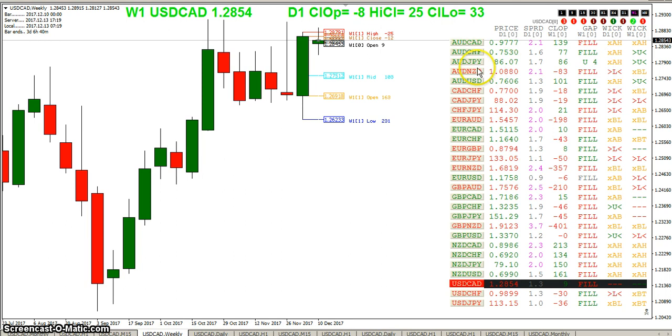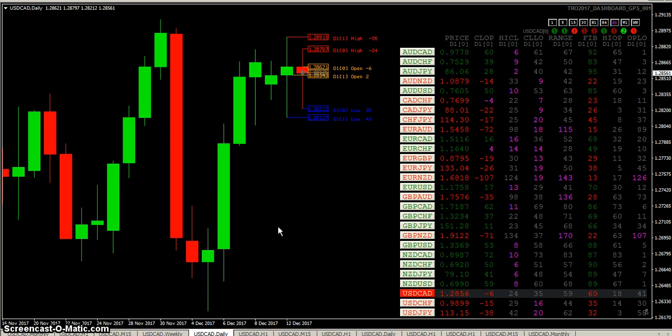AUDJPY still hasn't filled. The rest is filled. Once again, we're looking at that weekly open in the gap. You can see here price is just 11 pips above the weekly open. And we look over at the daily, we can see here price came through the wick zone, and then it exited the wick zone. Looks like it wants to come back into it. Never quite made it outside of this wick zone, but it came in the upper wick zone and broke out to the downside. And once again, you can see the ranges of these pairs. You can see there's only a handful above 100.